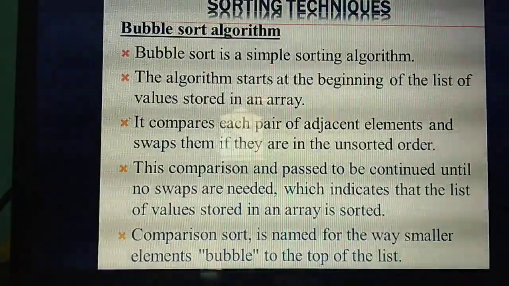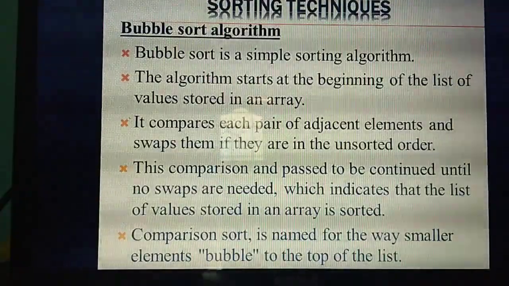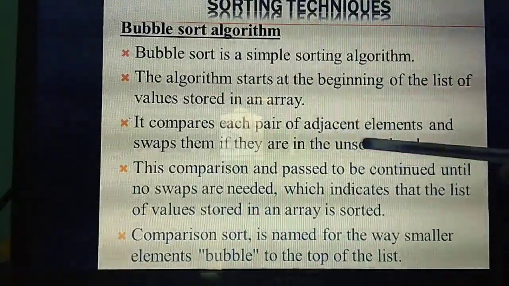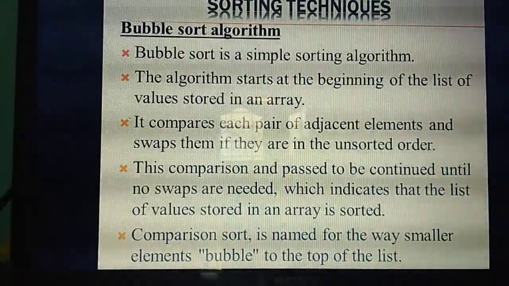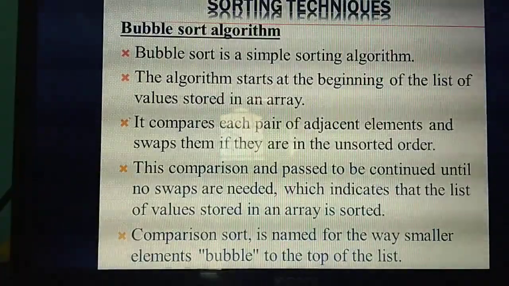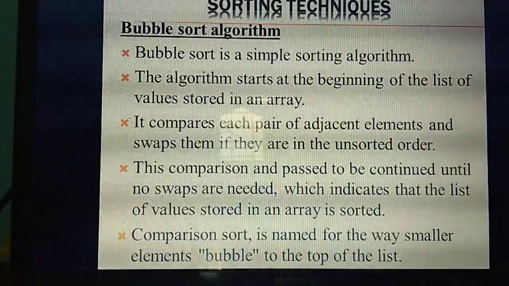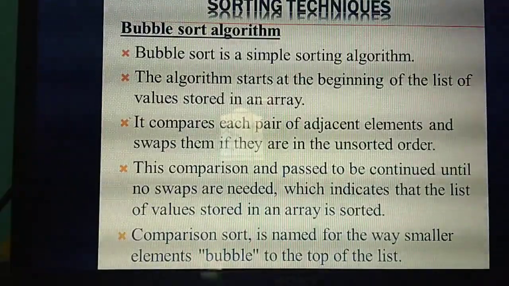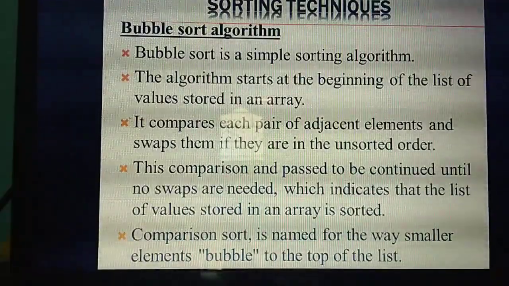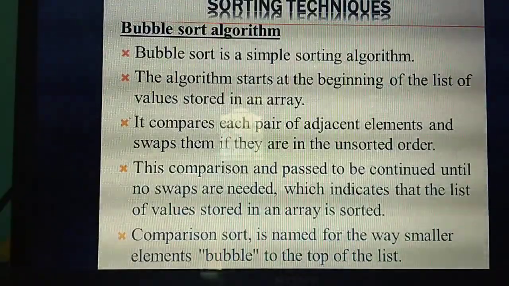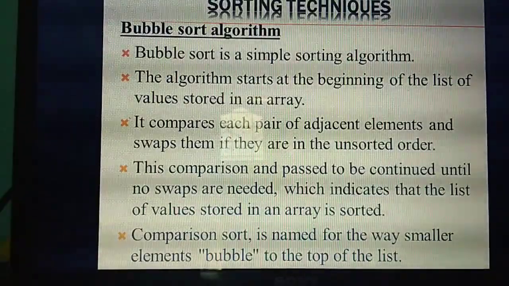With a minimum of 2 elements, you can compare and sort them. It will compare each pair of adjacent elements. That's important: adjacent elements means the first and second element, then the second and third, then the third and fourth. It compares each pair of adjacent elements and swaps them.